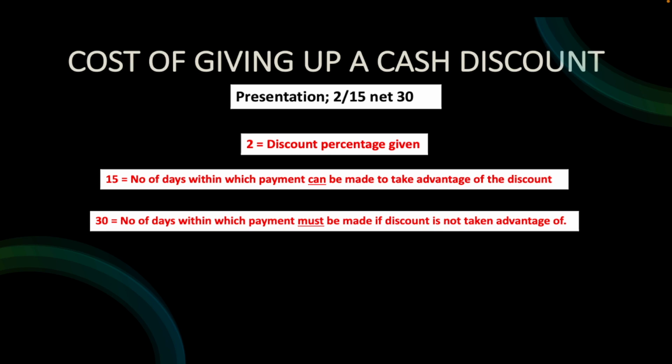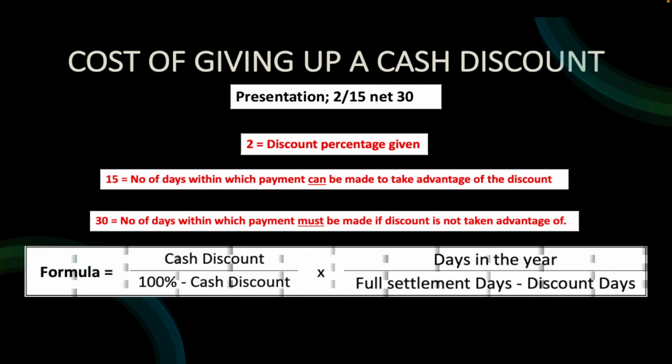So it's easy to plug this into our formula. Let's see how we plug this particular presentation of credit terms into our formula in calculating the cost of giving up a cash discount. Here's how it would look. Remember, the formula is the cash discount, in this case the 2%, and then we divide that by 100% minus the cash discount, which is 2%. So it's 100% minus 2%.